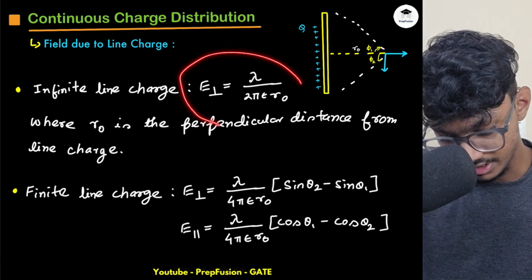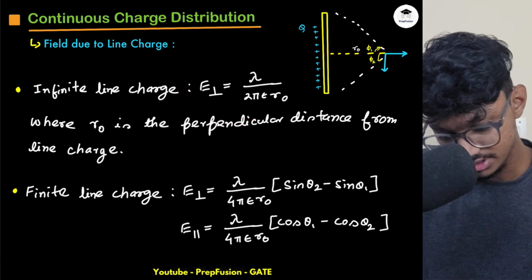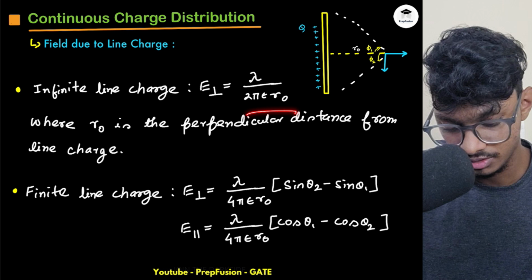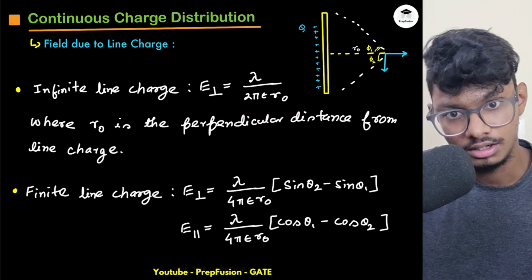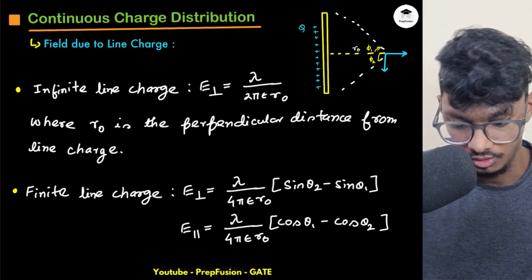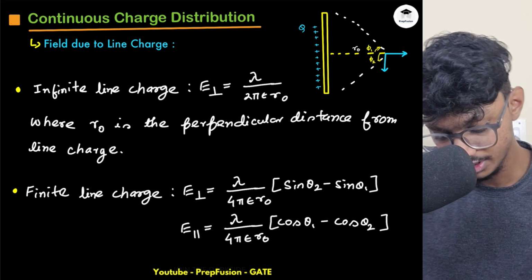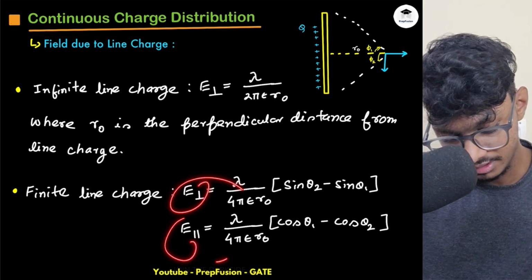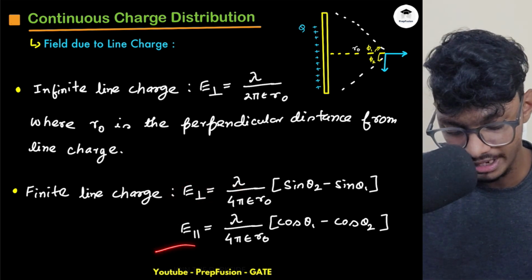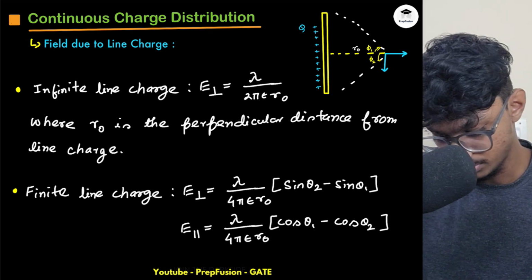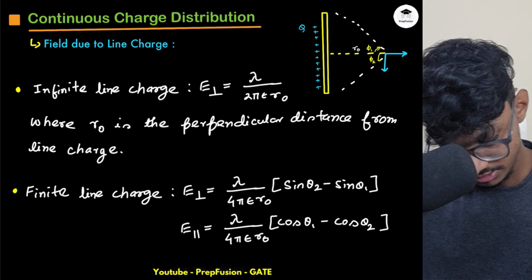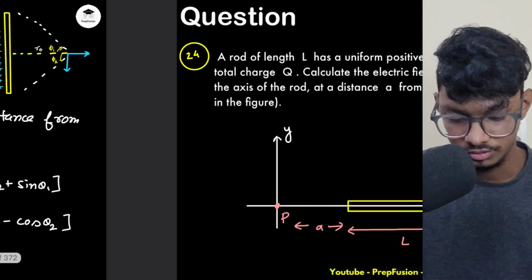Now the electric field due to an infinite line charge is the same, right? It will be lambda upon 2 pi epsilon naught r naught, or 2k lambda by r naught, whichever one you remember. And perpendicular and parallel, they are called the perpendicular component and parallel component. Okay, so this was about the derivation.